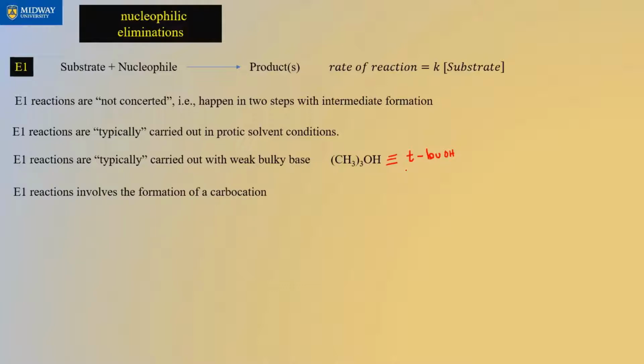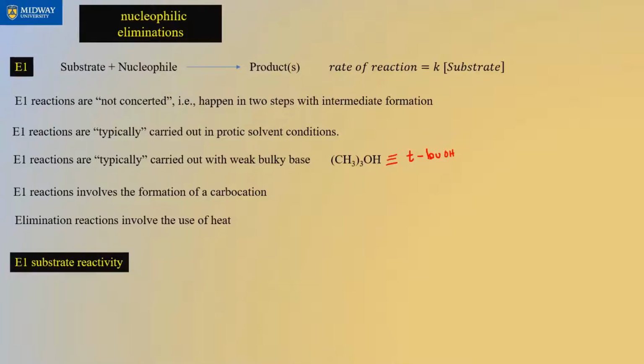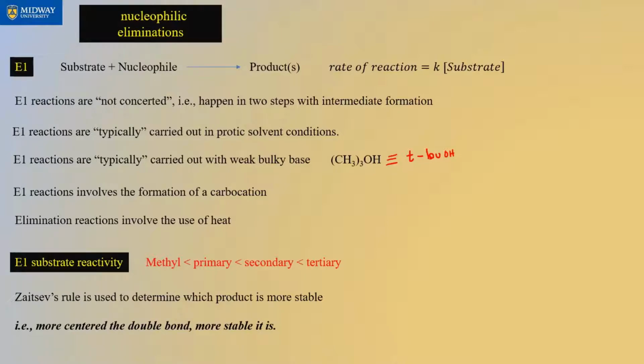And E1 reactions involve the formation of a carbocation, just like you saw for an SN1. And typically elimination reactions use heat as a medium to carry out the reactions. And E1 substrate reactivity is just exactly like SN1. Tertiary substrates have a higher probability of undergoing E1 in the presence of a weak bulky base. And as with E2, Zaitsev rule is used to determine the stable product, which is much more important, especially for E1, because you will always have multiple products.